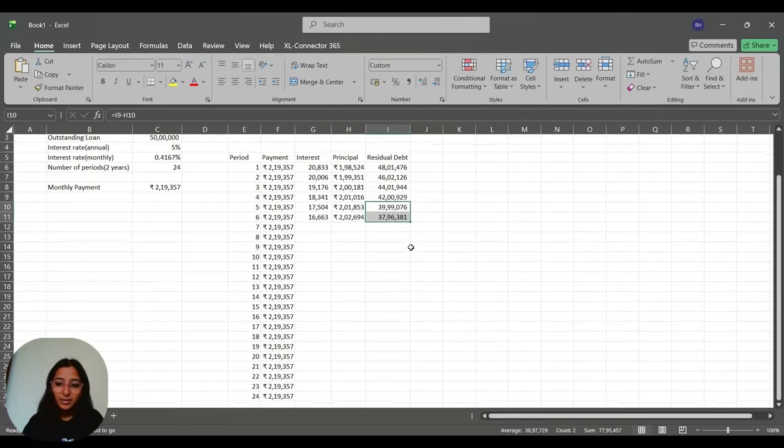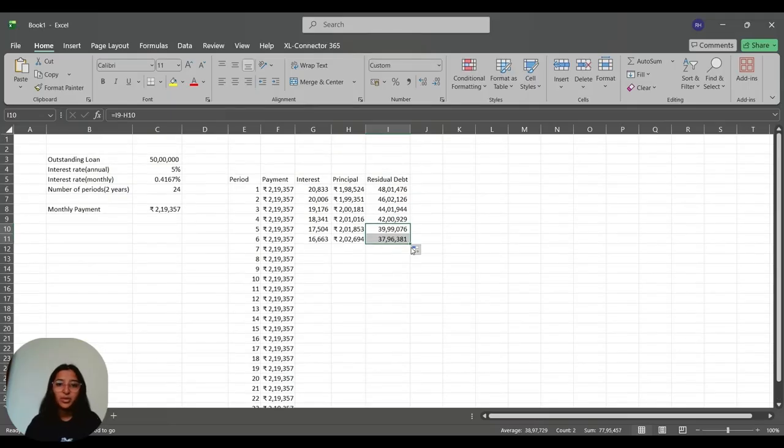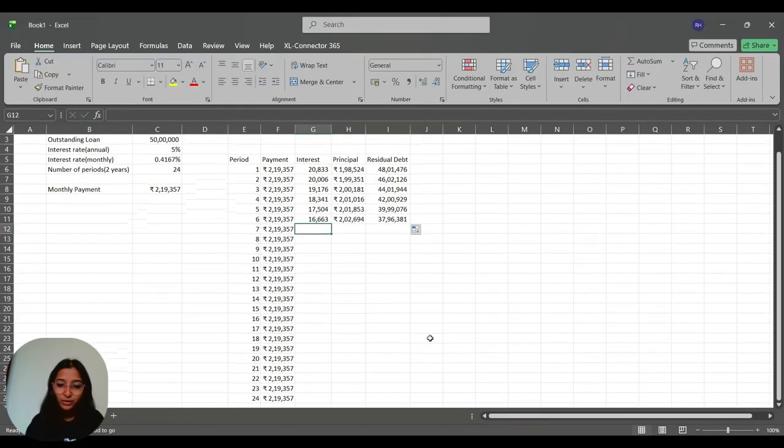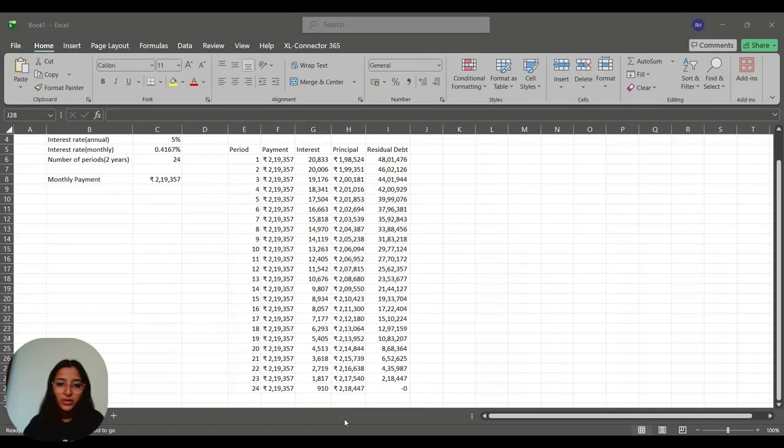So the principal for the 6th month is about 2,02,694. But when we compare it to the first monthly period principal, which is 1,98,000, it is increasing period by period. So like this, we will calculate till 24 months. So now we have already calculated the EMI for 24 months.